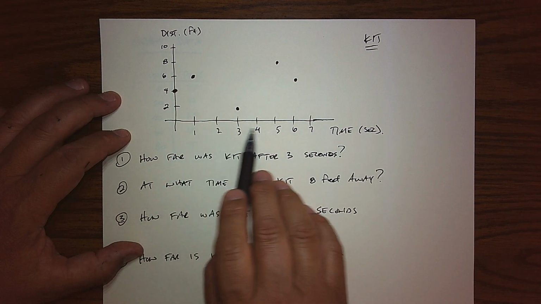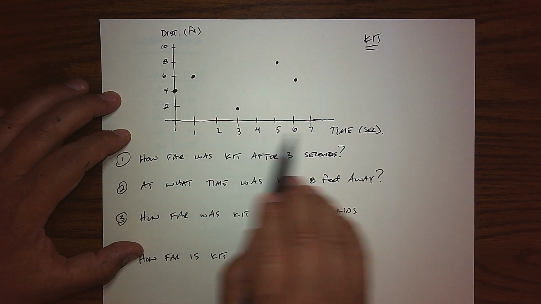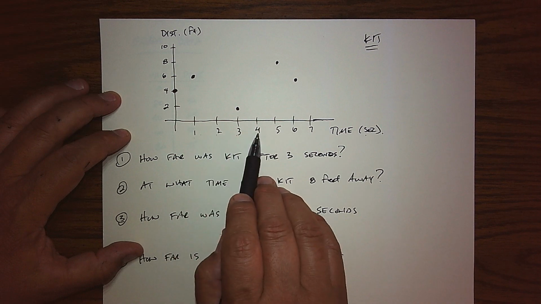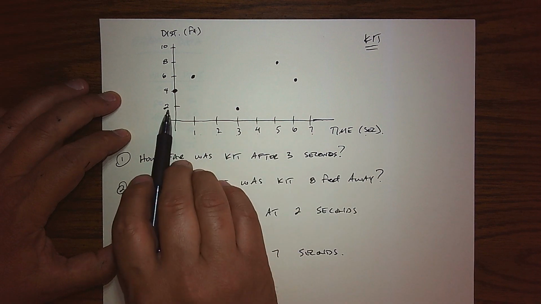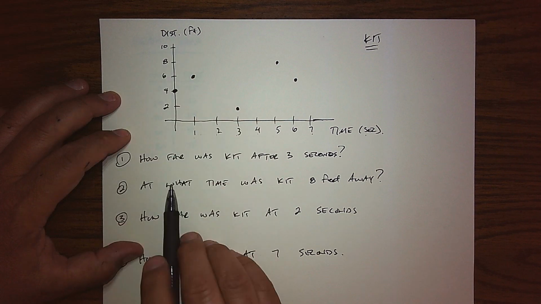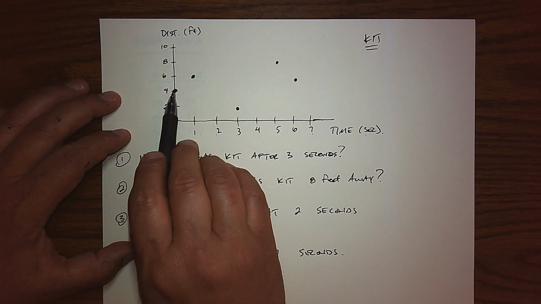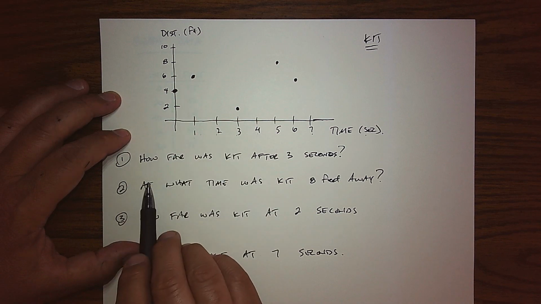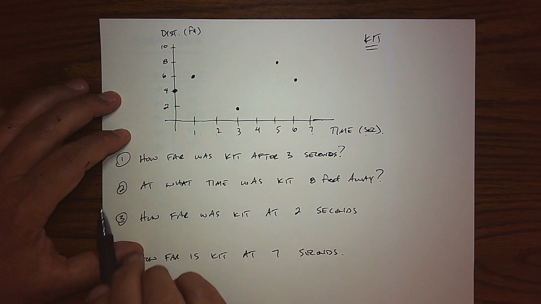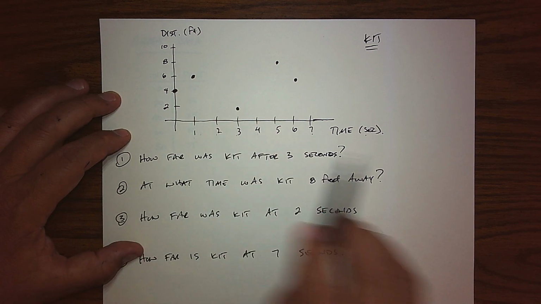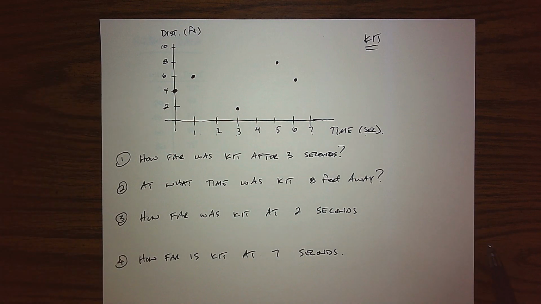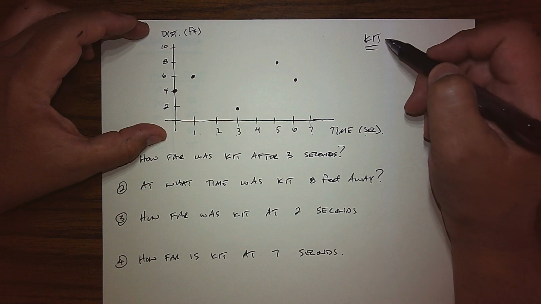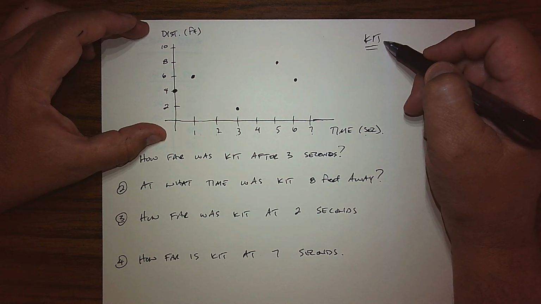On the x-axis, the horizontal axis, I have time measured in seconds. So 1 second, 2 seconds, 3 seconds, 4 seconds, all the way to 7 seconds. And then on the y-axis, I have the distance that he is. So at 0 seconds, he was 4 feet away. At 1 second, he was 6 feet away. At 3 seconds, he was 2 feet away again. And so forth and so on. So what I have is a visual representation of Kit, my grandson, walking away from me.